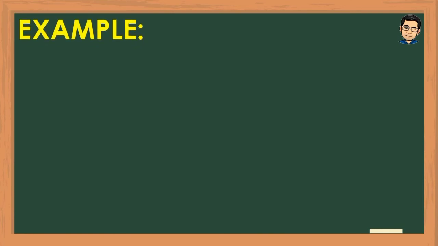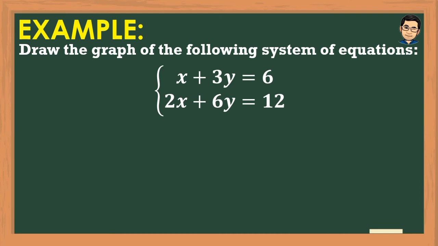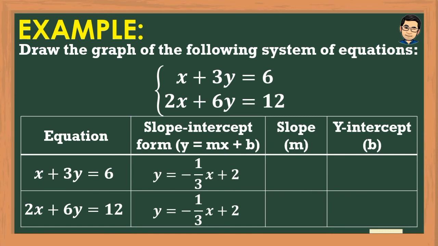So, let's have example. Draw the graph the following system of equations. So, the first equation is x plus 3y is equal to 6. The second equation is 2x plus 6y is equal to 12. So, ipaliwanag lang muna natin paano naging infinitely many solutions, paano naging consistent and dependent. So, kung papansinin natin yung first equation, so, ayan po ang first equation and then ito ang second equation.